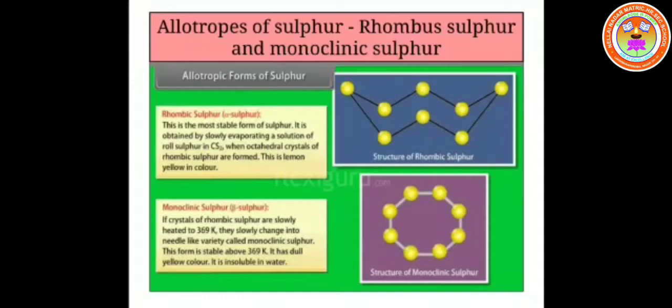And rhombic sulfur, the most stable form of sulfur, is obtained by slowly evaporating a solution of roll sulfur in carbon disulfide. When the sulfur solution is cooled and evaporated, we get rhombic sulfur in the presence of carbon disulfide. This is not needed, just for your information I am telling you, children. Okay, see this structure, all these things are not needed.